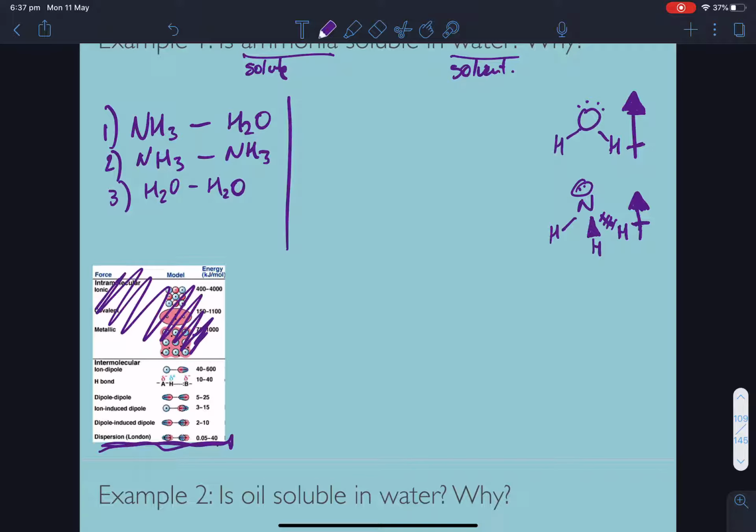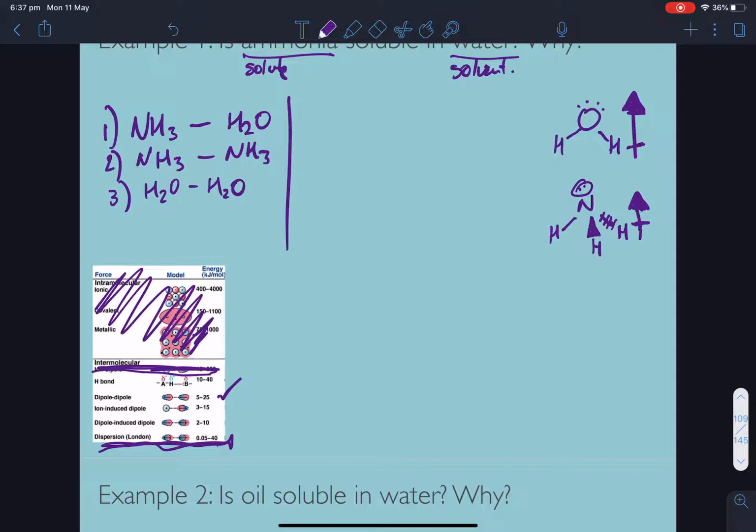We've got two polar molecules, so we've got dipole-dipole interactions there. So we don't have an ion-dipole because we don't have an ion. We could have hydrogen bonding. Well, remember, hydrogen bonding is just very, very strong dipole-dipole. Okay, so we have dipole-dipole, so we could have hydrogen bonding.